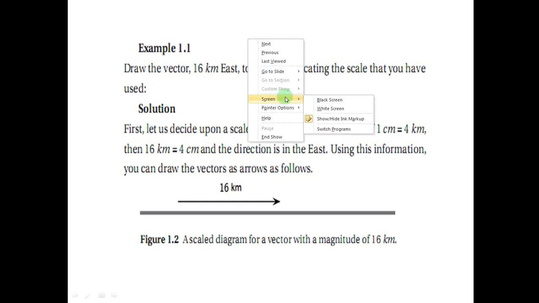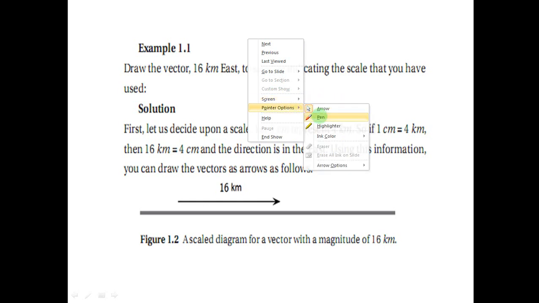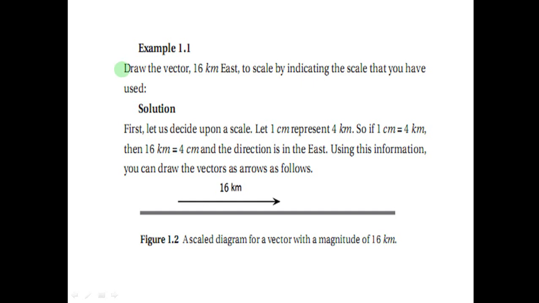To make it clear, the geometrical representations of a vector, let's see an example. Here, draw the vector 16 kilometers to east to scale by indicating the scale that you have used.